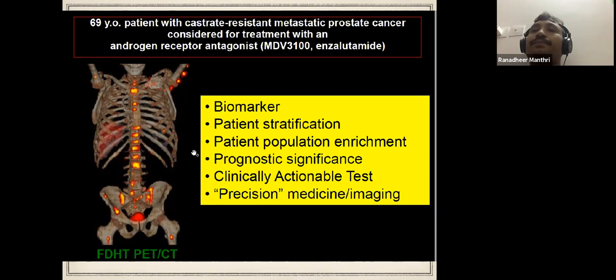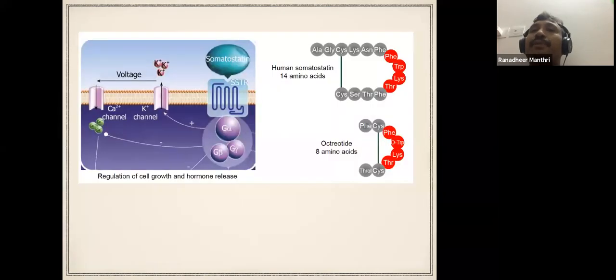Next slide. Next slide, please. Yeah, the regulation of cell growth and hormone release. See, this is about somatostatin receptor binding. Somatostatin binds to the somatostatin receptor. Instead of somatostatin, we are using a peptide. This peptide, octreotide, is a small peptide containing 8 amino acids. Human somatostatin contains 14 amino acids. This includes phenylalanine, tryptophan, lysine, threonine.